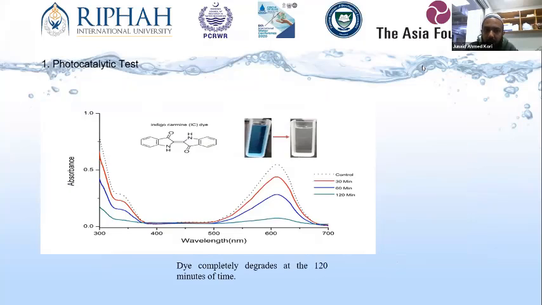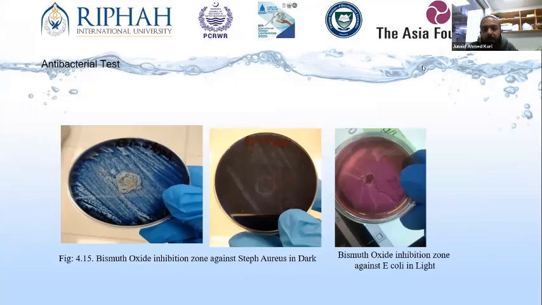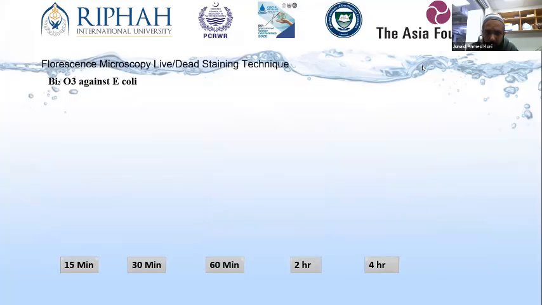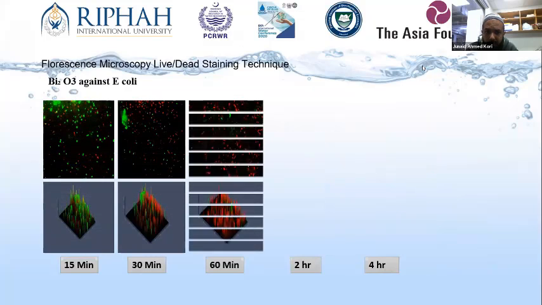So this is the photocatalytic test, where you can see the degradation curve from control to 120 minutes. It means that the dye is degraded, the dye is removable from the water within 120 minutes. This is the basic antibacterial test that we have checked, whether the particle is working against the bacteria or not. Then we move to the fluorescence microscopy.